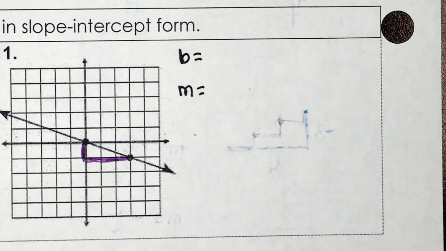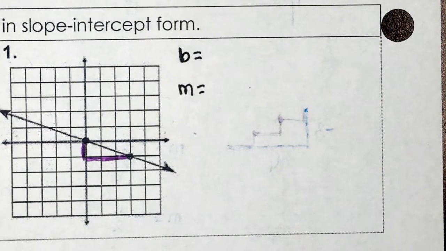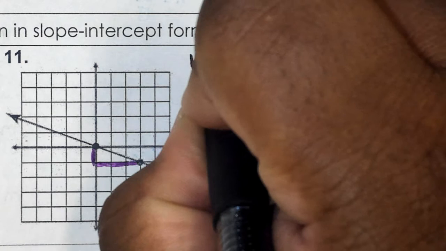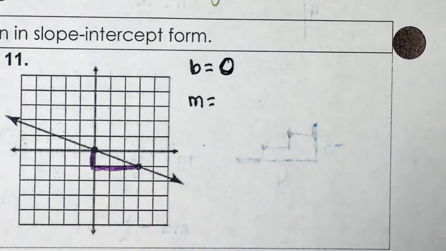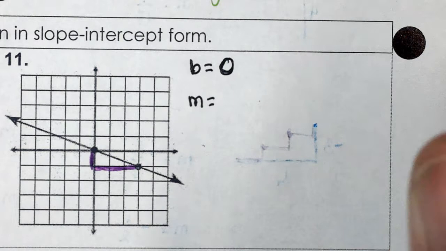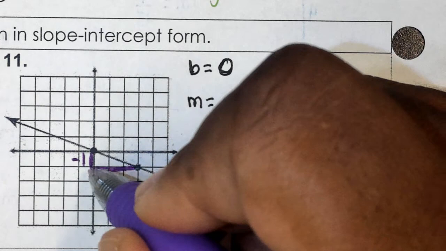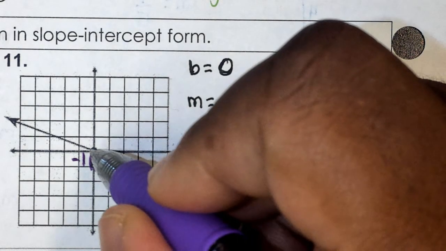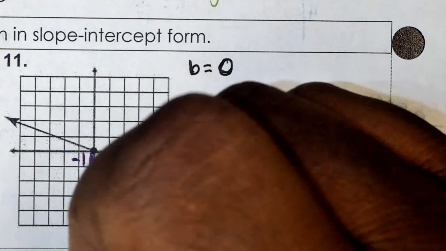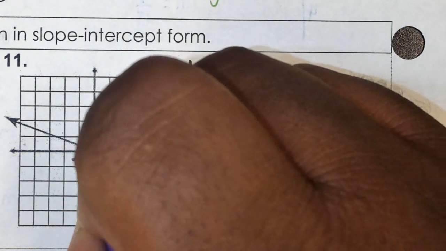Looks like y'all might be ready for the most part. Billy, what you get for B? Girl, what did you get for B, your intercept? Oh, 0. B was at 0 because it was at 0, 0. What'd you get for M? Yeah, she said she got -1/3. Why? Because she went down 1 on here. Because this rise was really a fall. She went down 1 because this line is dropping. Y'all should see that. And then she went to the right 3.